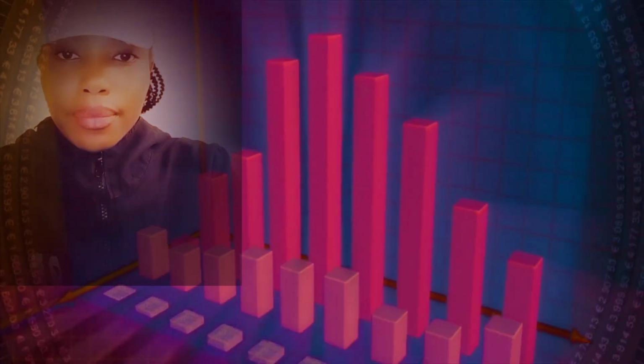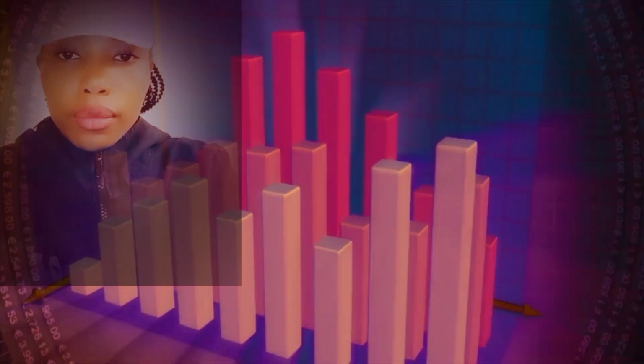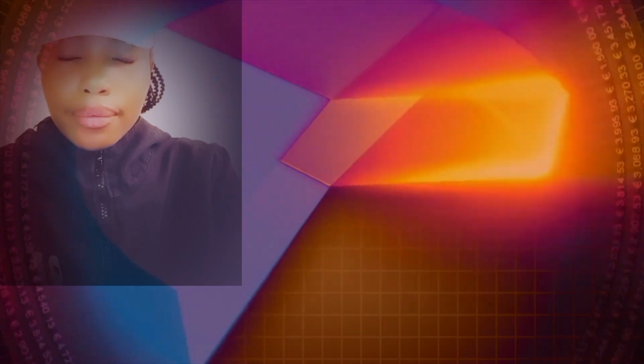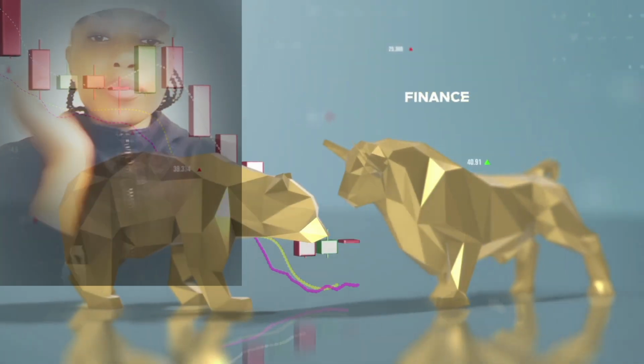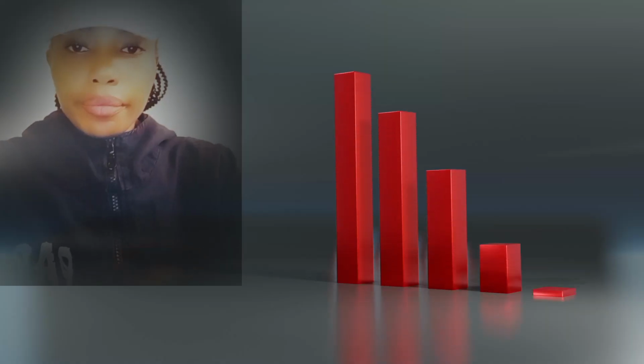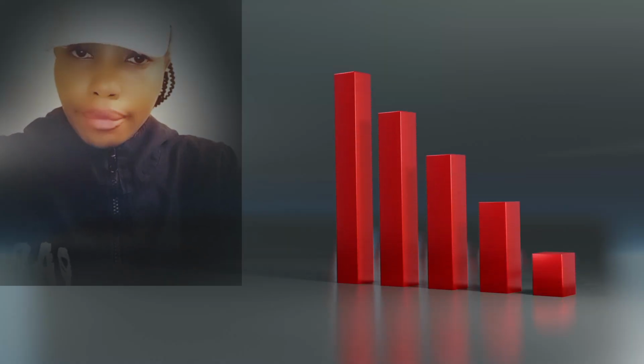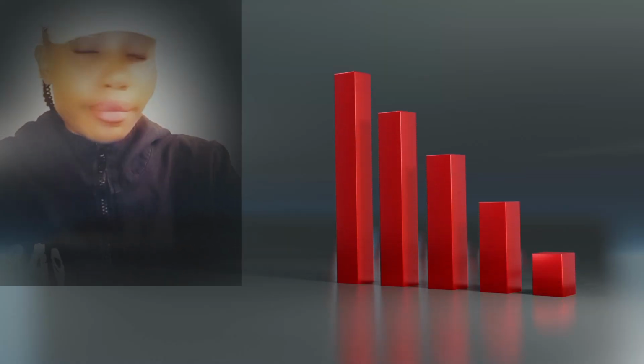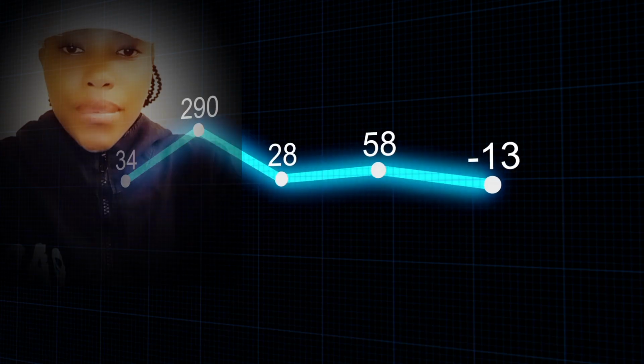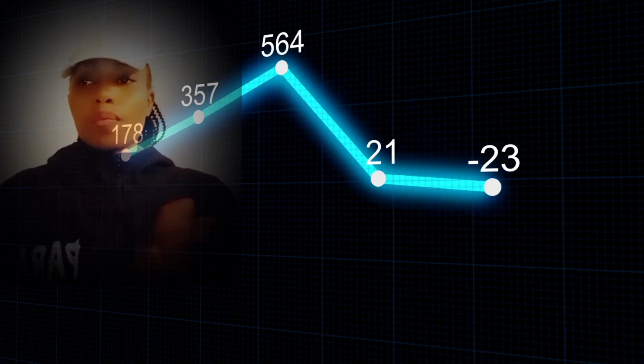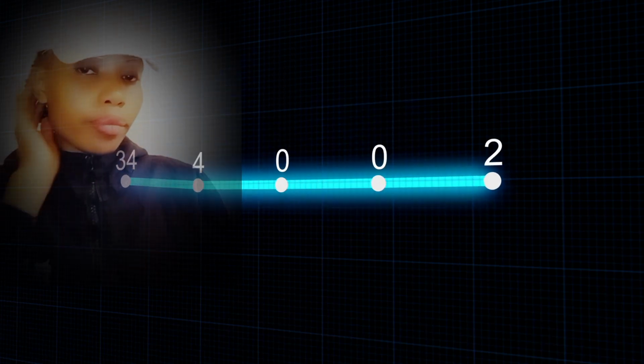Volume analysis. Institutions trade large volumes that can move markets. Recognizing these volume spikes helps in anticipating potential price movements. Example: if a stock experiences a sudden surge in volume without corresponding news, it might indicate institutional buying or selling, which could foreshadow a trend change.